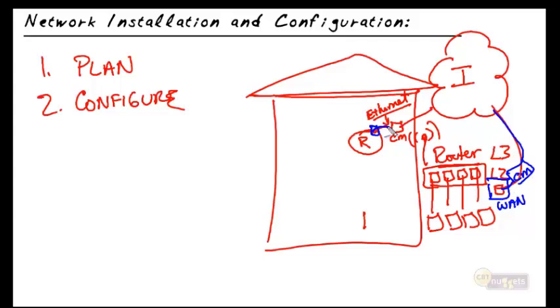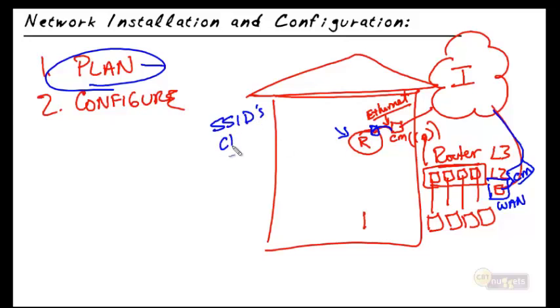So we make sure the physical connections are there, and then we look at this router and we say, now what do we do? Well, the first thing to do before we do anything else is to plan. And planning involves a couple things. We want to find out what SSIDs and what channels are currently in use. Well, Keith, nothing's in use. It's his house. He has a brand new router.